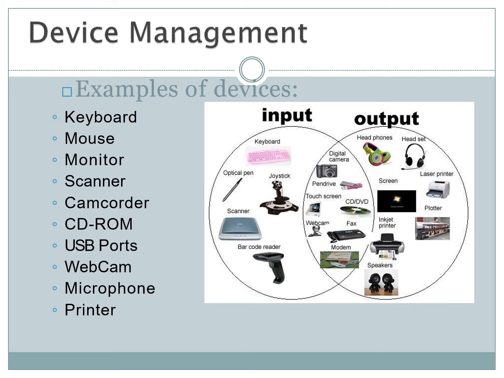There can be two types of devices, input devices and output devices. Examples include keyboard, mouse, monitor, scanner, camcorder, CD-ROM, USB port, webcam, microphone, printer, etc.